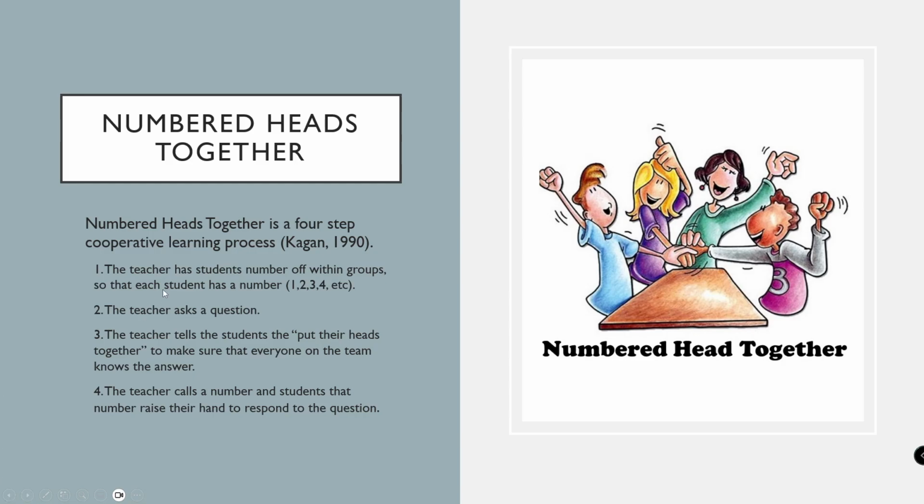Numbered heads together is one of my little favourites. I've used it for games-based stuff like quizzes and things, for a bit of fun. It's a 4-step process. So the teacher has students numbered off within groups. So each group has a number 1, 2, 3, 4.